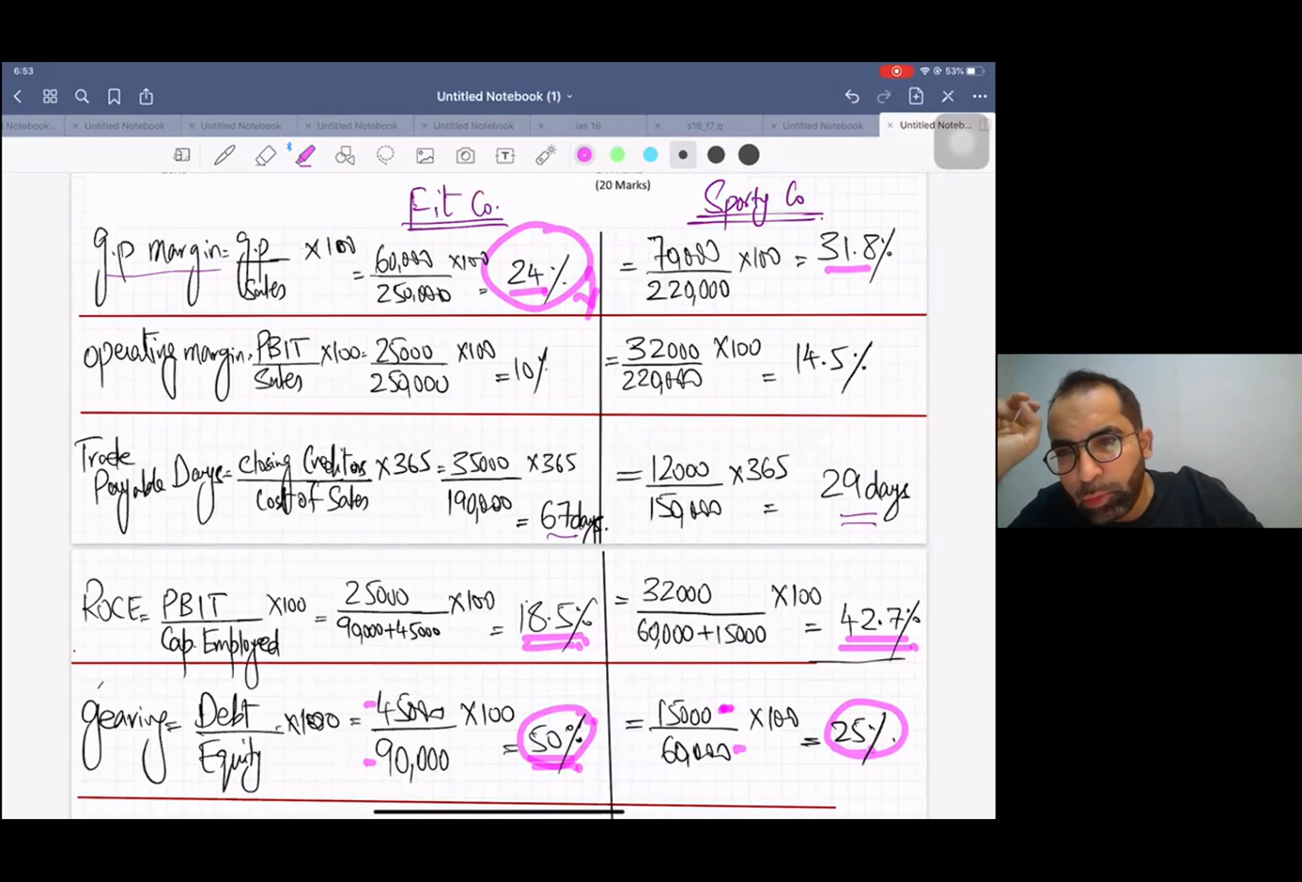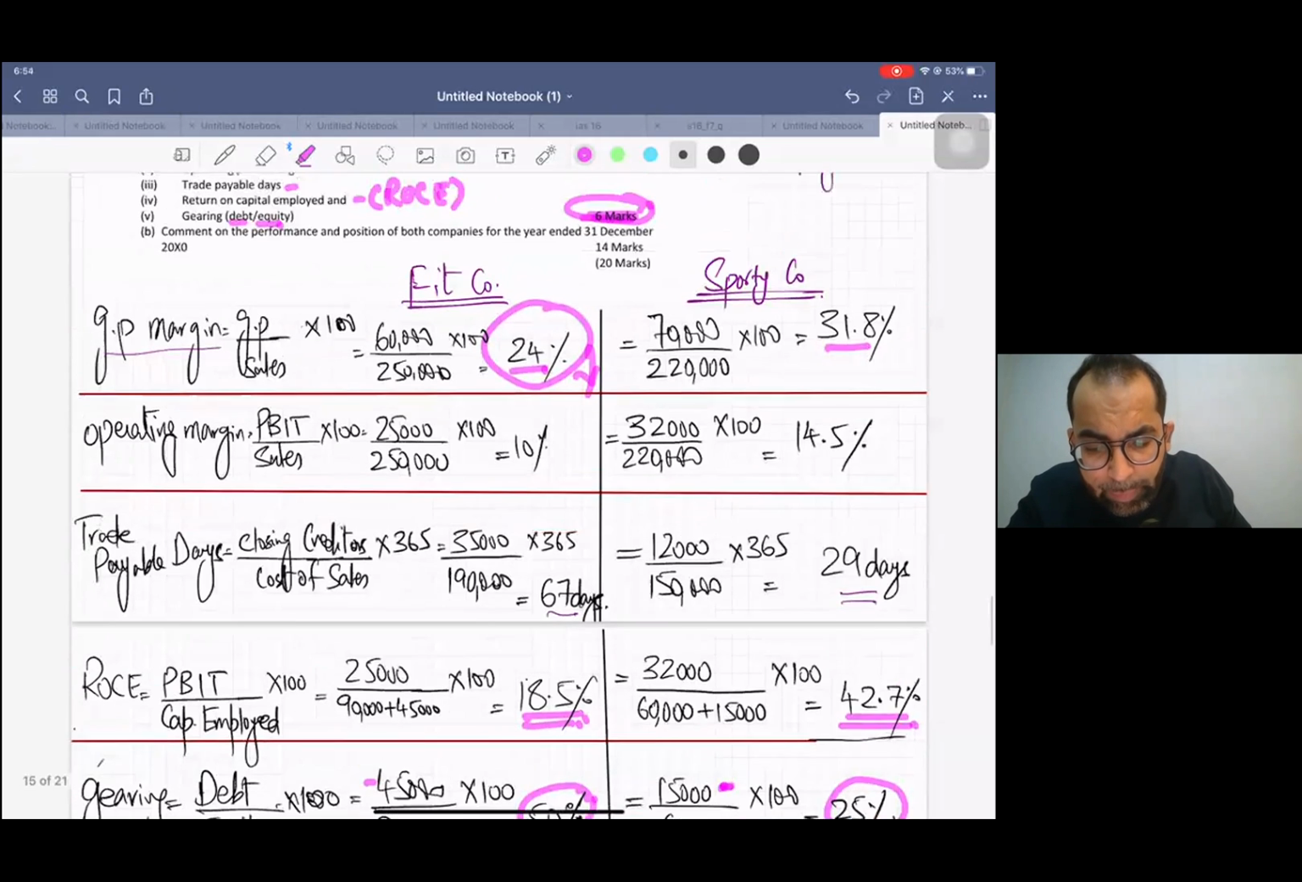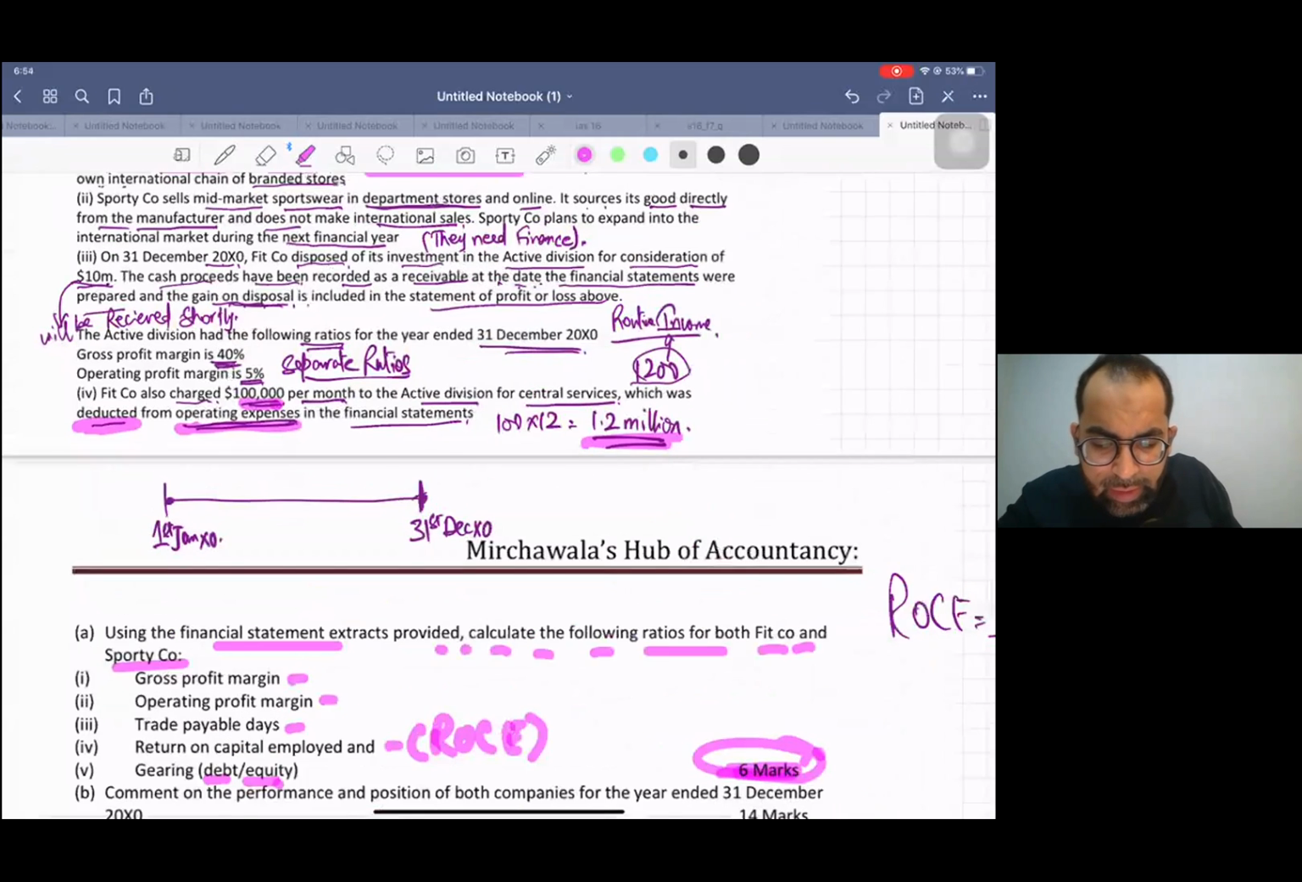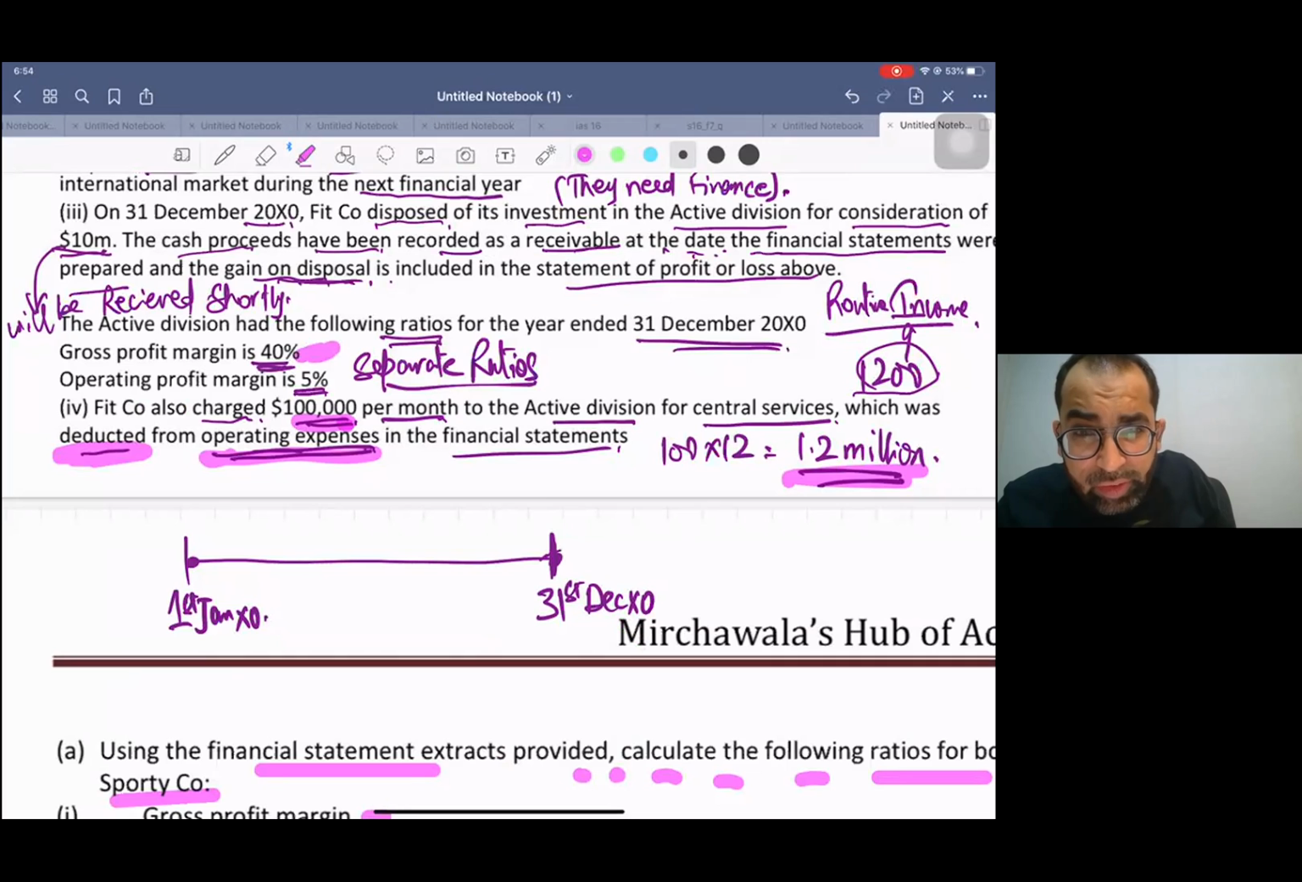Are you getting? Now one more thing, listen. Right now, Fit company's results include the Active division. After including the Active division results, the GP margin is 24%. Can you see the separate GP margin of Active division? That is 40% alone. But with Fit company, when you average it out, it's 24%.